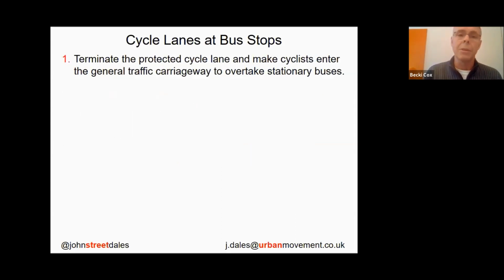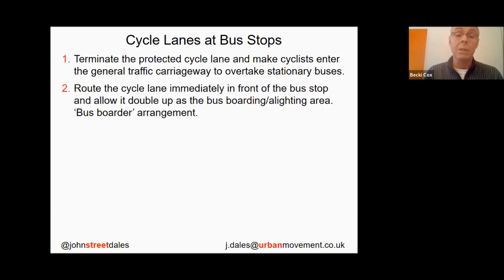And one of the ways of dealing with it is we could terminate the protected cycle lane and ask cyclists to go back into the general traffic, which fundamentally undermines the investment in the rest of the cycle track. The cycle track, the protected cycle track, we're going to break it every 400 or 500 meters from a bus. So we're really not going to do that, right? So that's one way we could deal with it, but it undermines our investment.